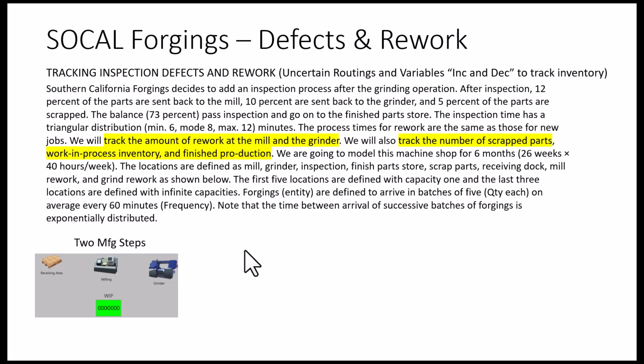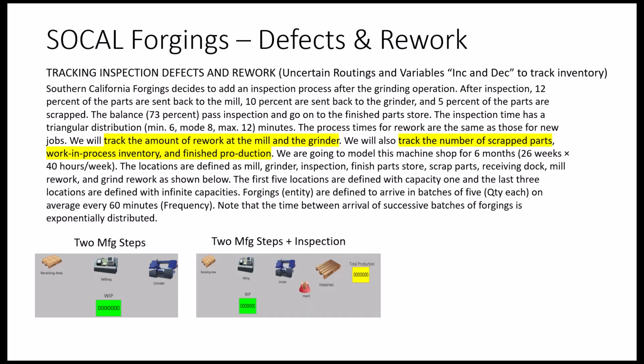This is from our previous video that we discussed on the company Southern California Forgings. In this case, the situation is that we need to add an inspection process. Below we have the milling and grinder process, but now we need to add an inspection process. Based on this, we add this location, and this inspection will take care of the conditions of the parts after the grinding process. But guess what?